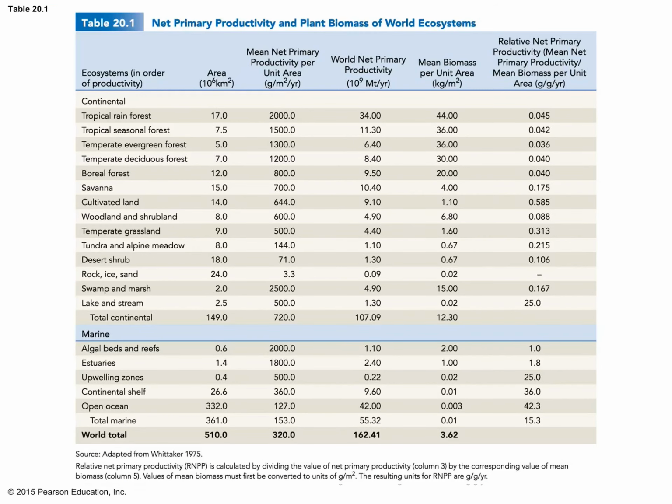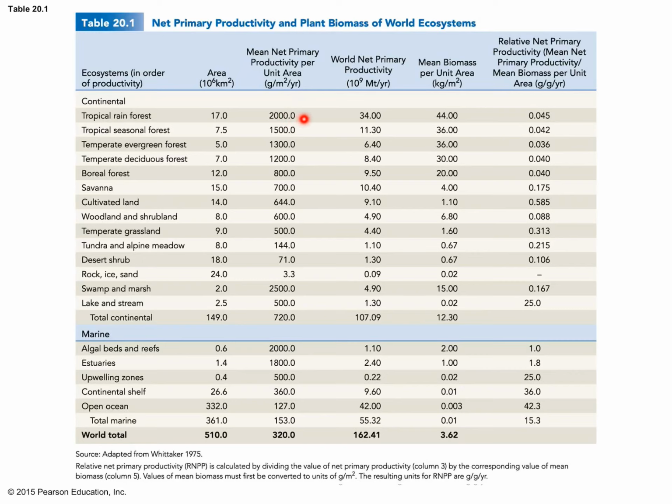Okay, so let's look at some numbers. There's a lot of information on this table, and this is meant just for comparison purposes primarily. You don't have to memorize these numbers. Let's look at this column here. This is really one of the most informative ones, the mean net primary productivity per unit area. In other words, grams of carbon per square meter per year.